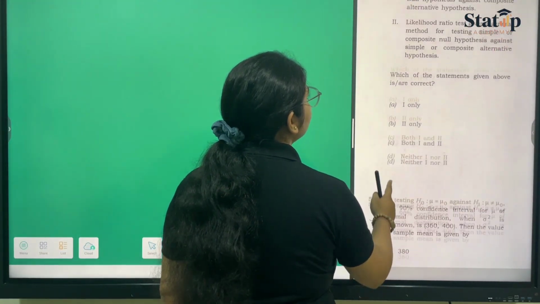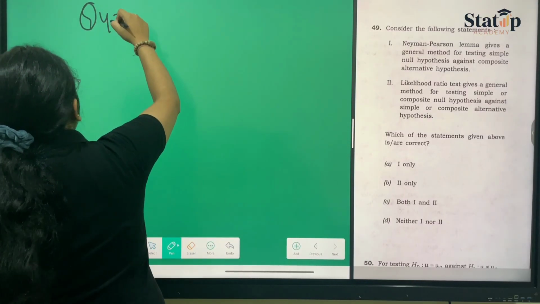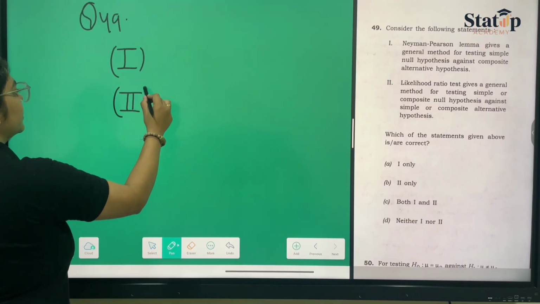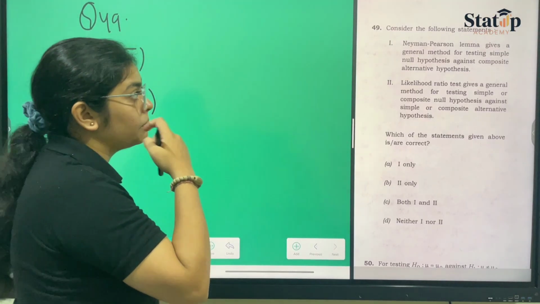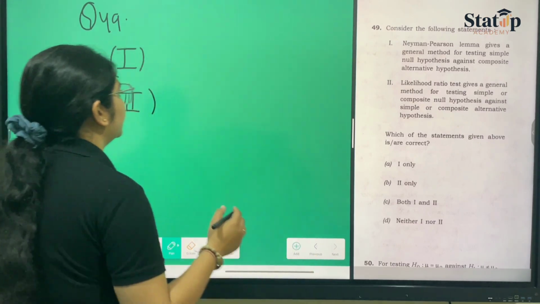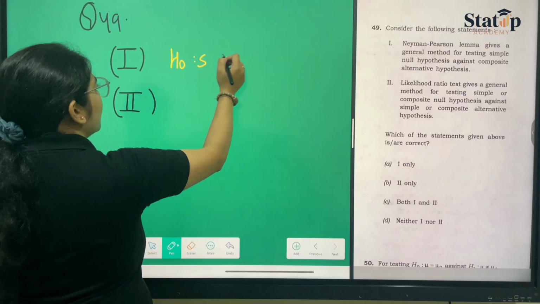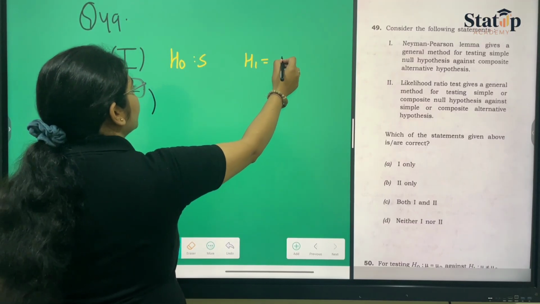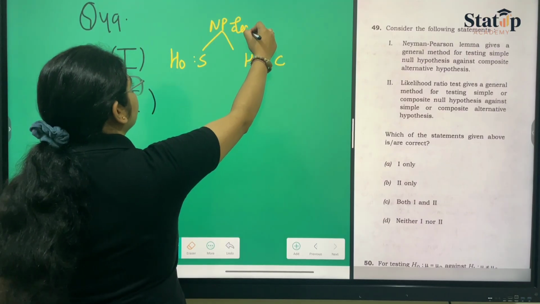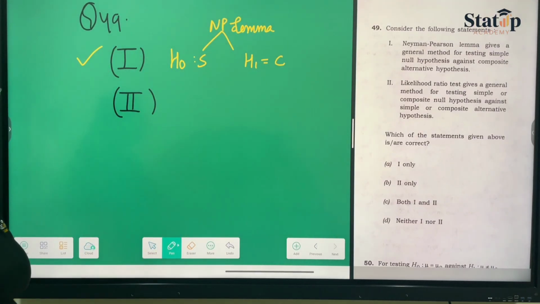now moving towards question number 49, which is again statement based. So two statements again have been given to us. Let us see what they are. First statement: NP lemma gives a general method for testing simple H naught versus composite H naught. Yes, it is correct. When H naught is simple and H1 is composite, then we consider NP lemma. And hence equation 1 is the correct equation.